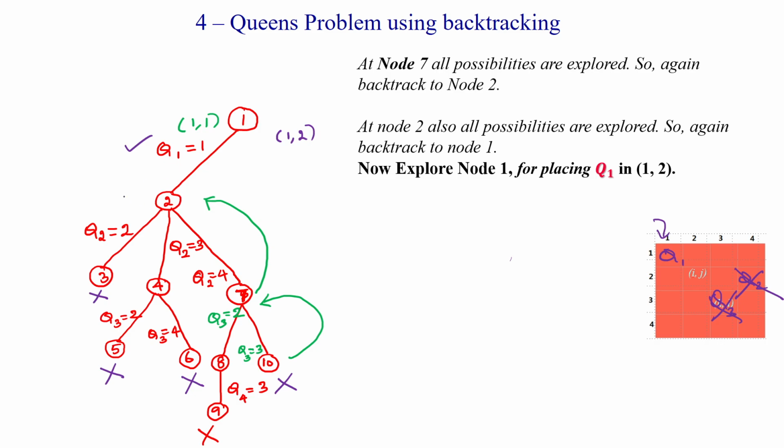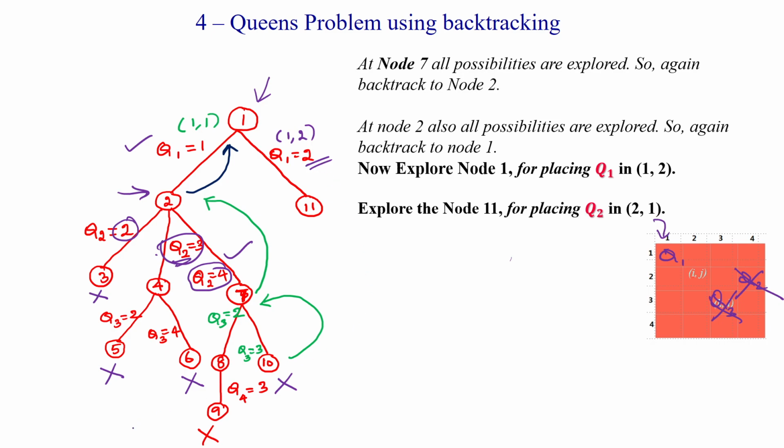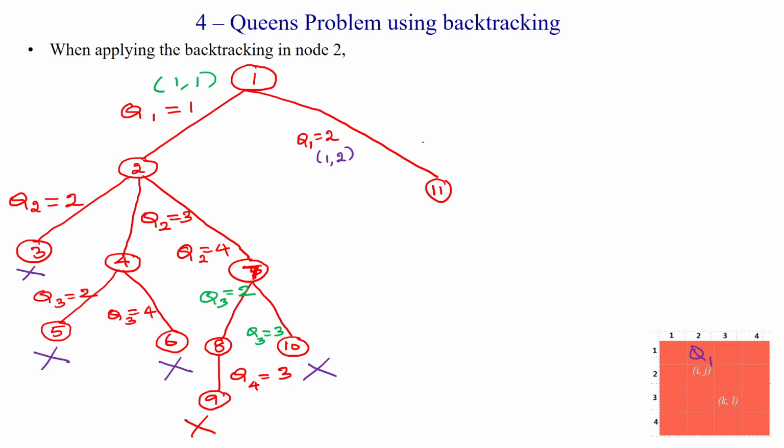Then in node number 2, all the possibilities are checked. For the second queen, the second column, third column, and fourth column are all checked now. So again going back to node number 1. For node number 1, we are checking the other option. Queen 1 can be placed in the second column, first row, second column. So as per that, we can explore that.